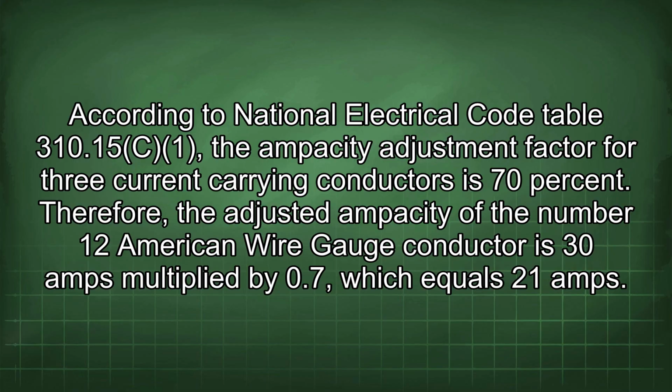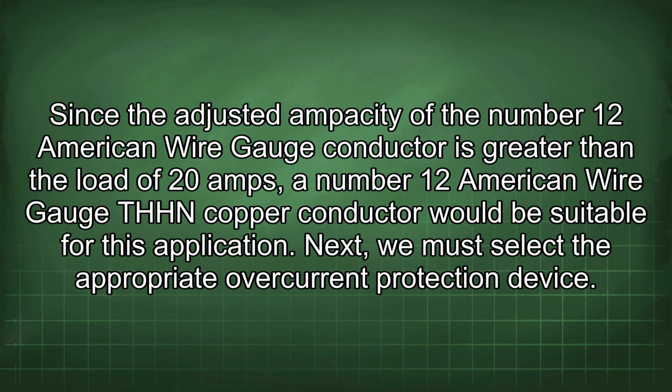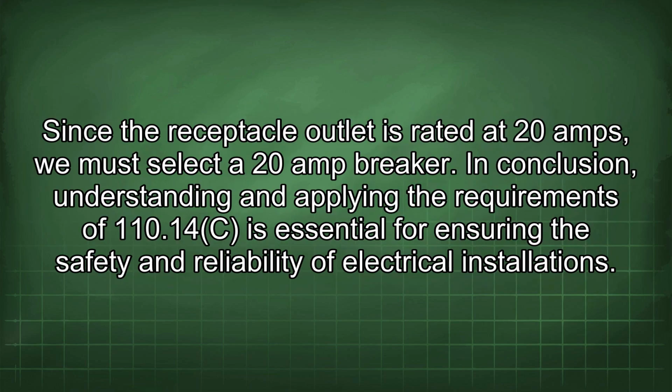Therefore, the adjusted ampacity of the number 12 American wire gauge conductor is 30 amps multiplied by 0.7, which equals 21 amps. Since the adjusted ampacity of the number 12 American wire gauge conductor is greater than the load of 20 amps, a number 12 American wire gauge THHN copper conductor would be suitable for this application. Next, we must select the appropriate overcurrent protection device. Since the receptacle outlet is rated at 20 amps, we must select a 20 amp breaker.